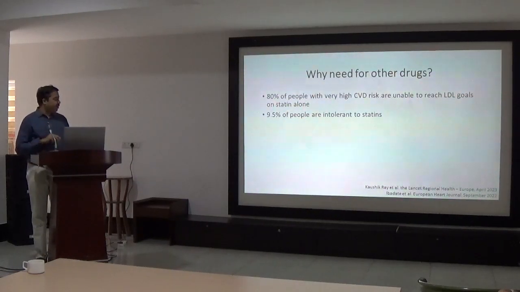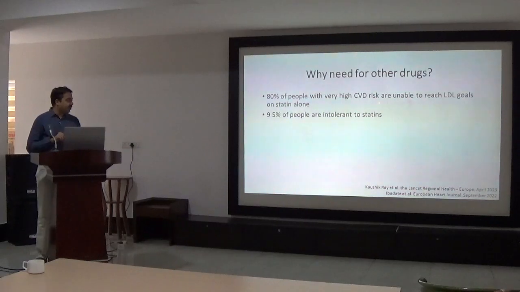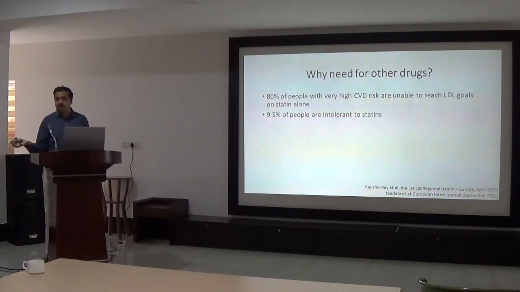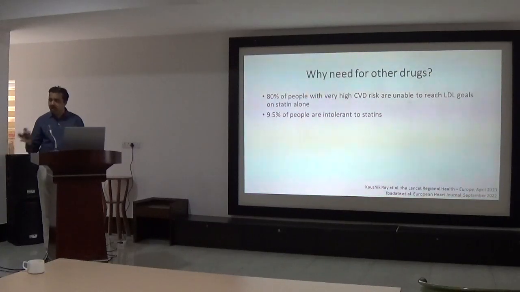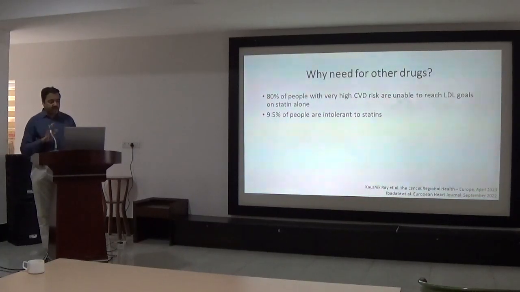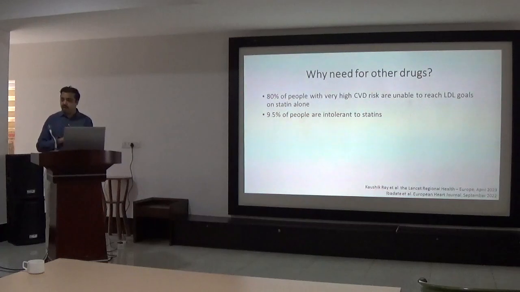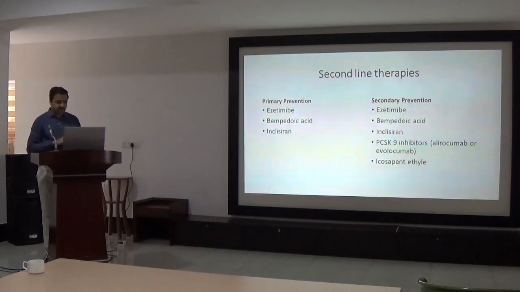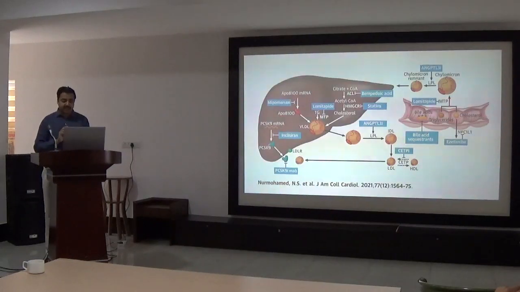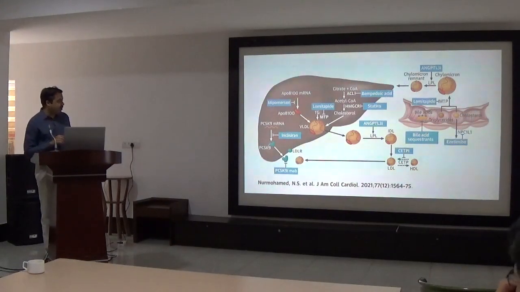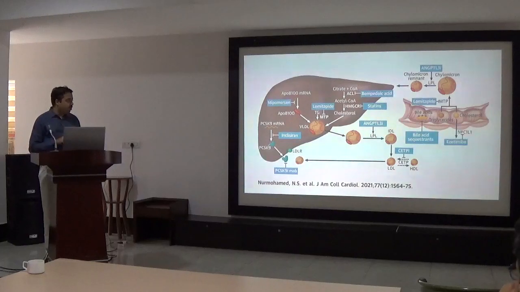Why the need for other drugs? Because 80% of patients with very high CVD risk are unable to reach LDL goals. Particularly when we have brought the goal down to 55 or 30, they will not be able to achieve it on statin. 9.5% of patients are intolerant to statins. This is European data, not Indian data as such. So these are second line therapies. And this is where our PCSK9 inhibitors will come into role.